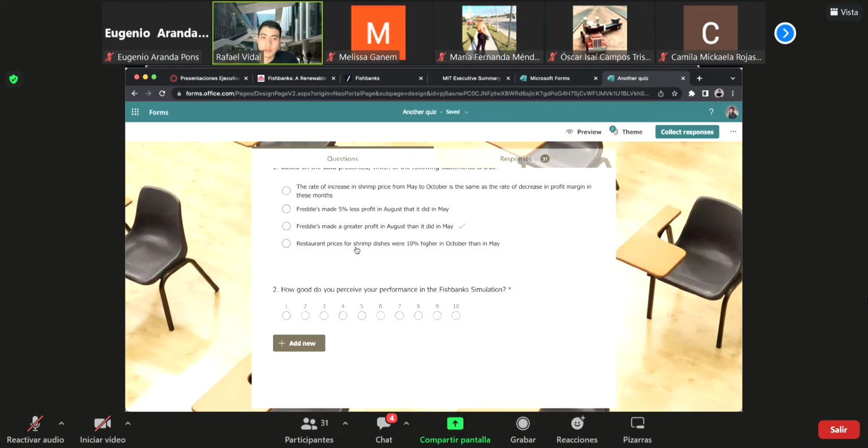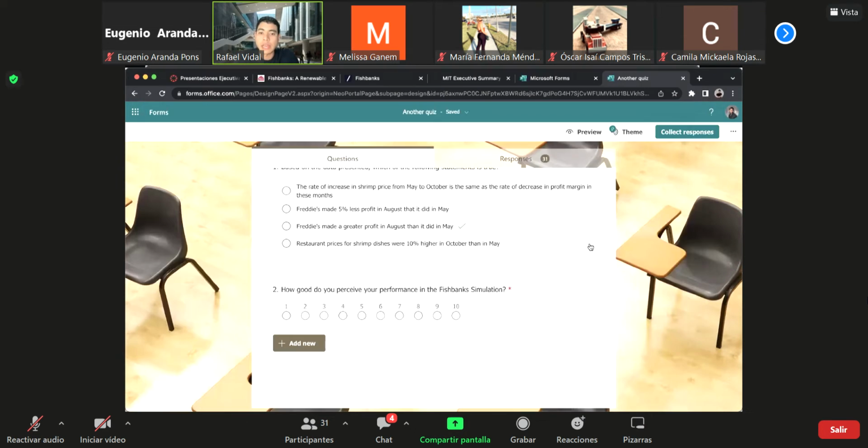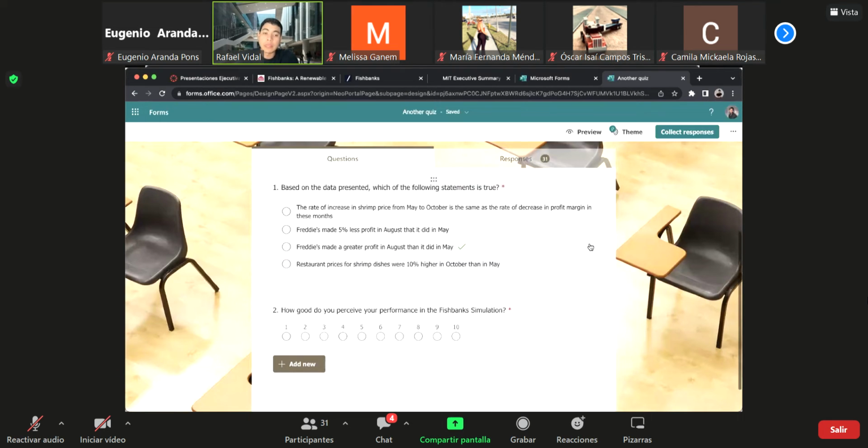And this one, restaurant prices for shrimp dishes were 10% higher in October than in May. So if we look at the shrimp price in October and May, they increased 10%. However, we don't have enough information. We don't know if Freddy is going to charge its customers this 10%, which I think is not going to happen. Freddy is going to be the one absorbing this price increase, not their customers. So I don't have enough information to know what decision they're going to make.